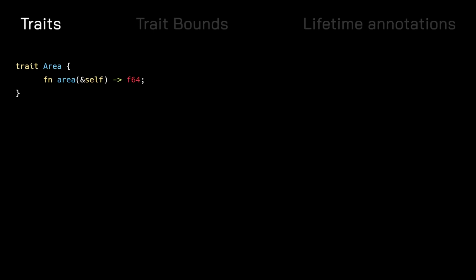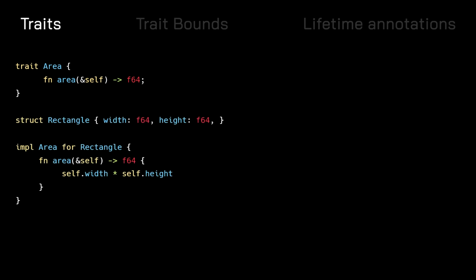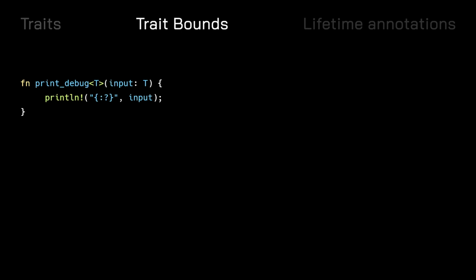Traits are similar to interfaces in other languages. They allow us to define shared behavior in an abstract way, through functions and methods that types can implement. Trait bounds, on the other hand, allow us to combine traits with generics.